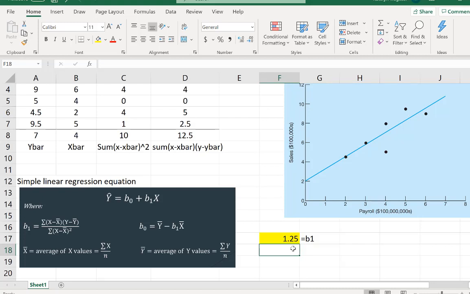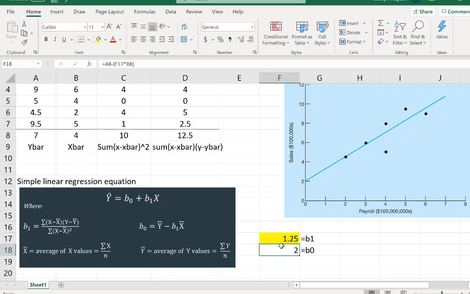Okay, now I need to calculate this B naught. So B naught equals y bar minus B sub 1 times x bar. Or equals, so y bar, the 7, minus B1, or 1.25, times 4, our x bar, or 2.